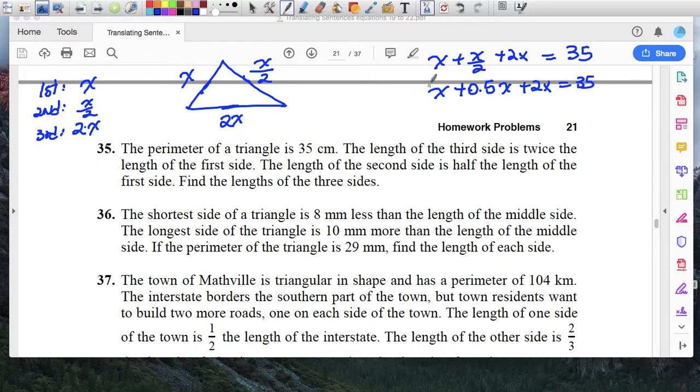I think 37 and 39 are the last ones. So 37: the town is a triangular shape and has a perimeter of 104 kilometers. The interstate borders the southern part of town, but town residents want to build 2 more roads, one on each side of town. The length of one side of the town is half the length of the interstate. The length of the other side is 2/3 of the interstate. Determine the length of the road necessary to complete the town's task. That is, determine the length of each of the 2 sides of the town. I am drawing a picture.